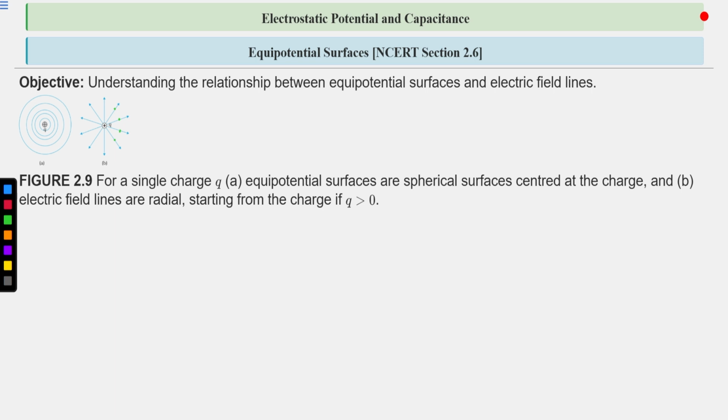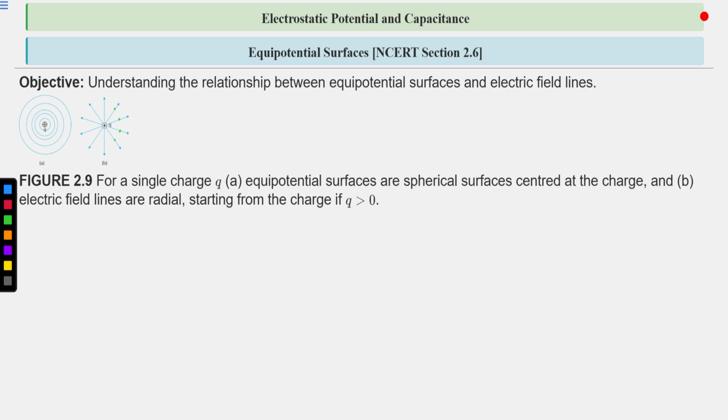So potential will be more when we are close to this positive charge, and potential will be less if we are far away from this positive charge. You can also see the configuration of these equipotential surfaces. These are closely spaced. These are closely spaced. But when we move away from this positive charge, the distance between the equipotential surfaces increases because the potential is decreasing.